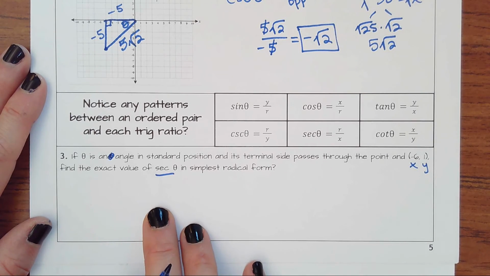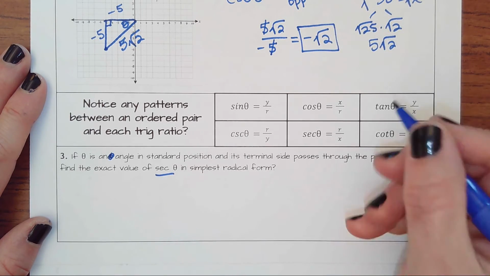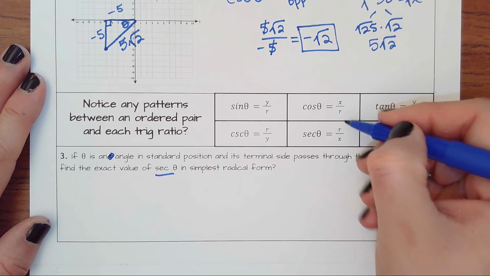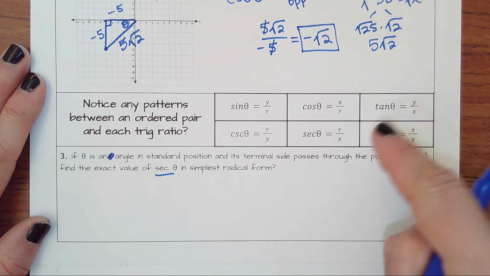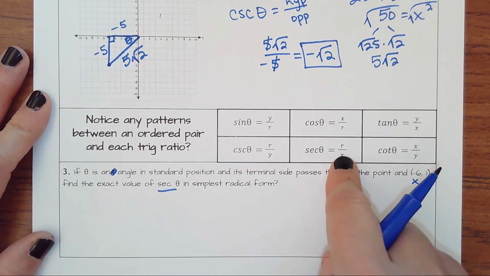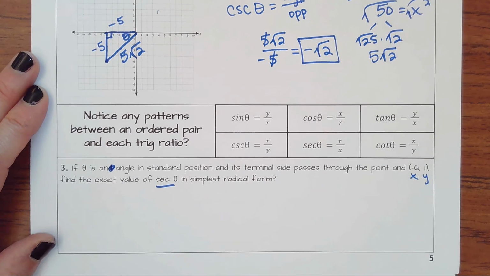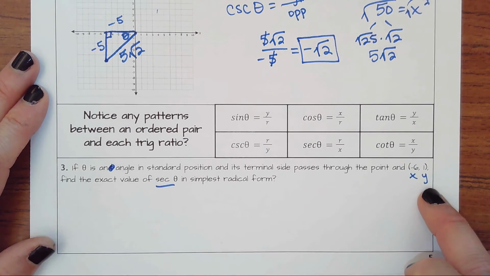So I would look up here and say, okay, secant. Secant is the reciprocal of cosine. Cosine is x over r, so now it's going to be r over x. The radius was always the hypotenuse, and so that requires the Pythagorean theorem to find. X and y are your legs.